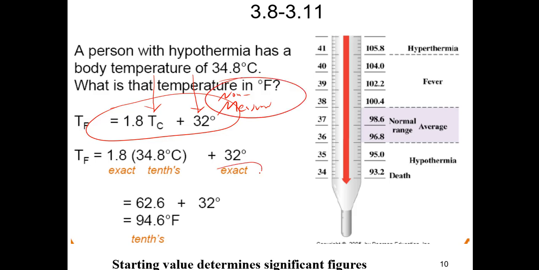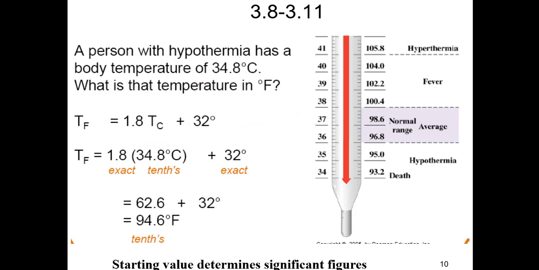Now, whenever you see the word exact in my slides, you can cross it out if you want, and you can say non-measured. And as we learned, non-measured have infinite number of sig figs. So the 1.8, that is non-measured, and it has infinite number of sig figs. So you plug in your starting value into the proper equation, 34.8. Starting values inside the question is always going to be measured. So in this case, we have 3 sig figs.